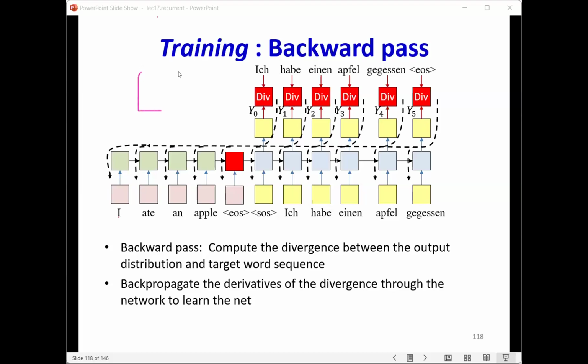In your standard network, here's what happened. An input went in, right? An output came out, and then you computed a divergence, right? Is this what is happening over here? What is happening here is something different. The input and the output are going in, and the output is coming out, correct?